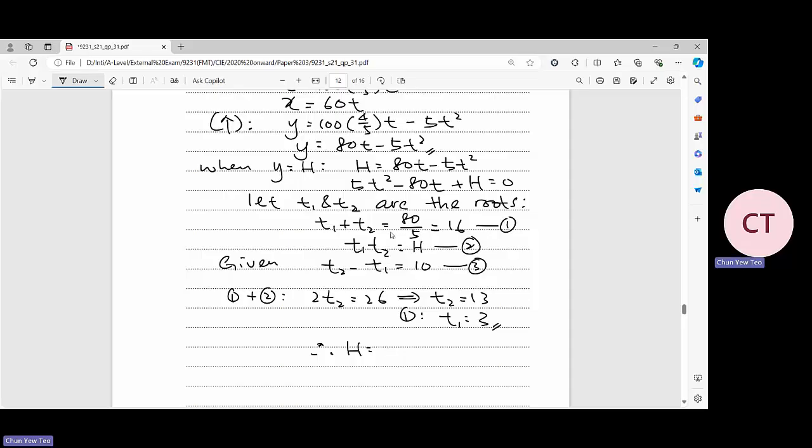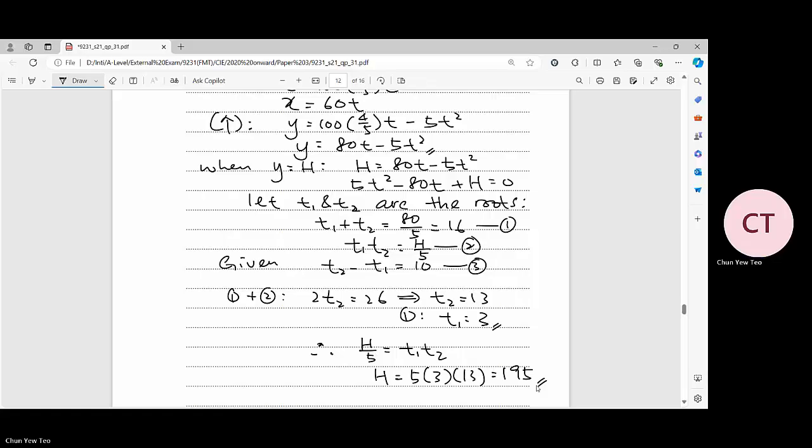Sorry, not h. I wrote wrongly. It is supposed to be h divided by 5. I made a mistake. So the h divided by 5 is equal to the D1 times D2. So your h is equal to 5 times D1 times D2. Then you get the answer as 195 meters. Done. That will be the answer for part A.